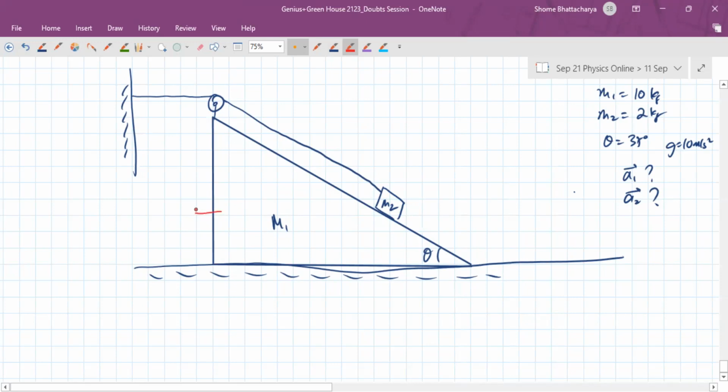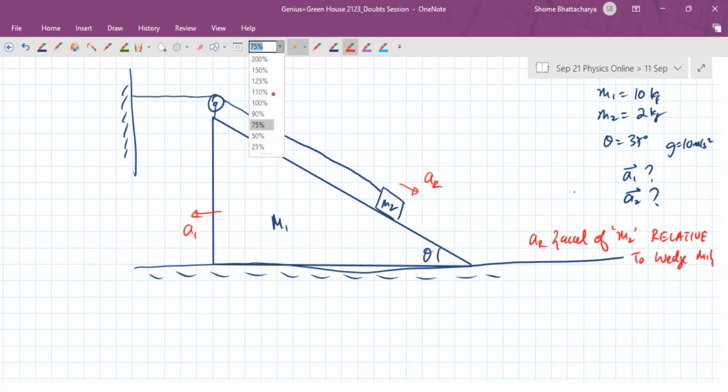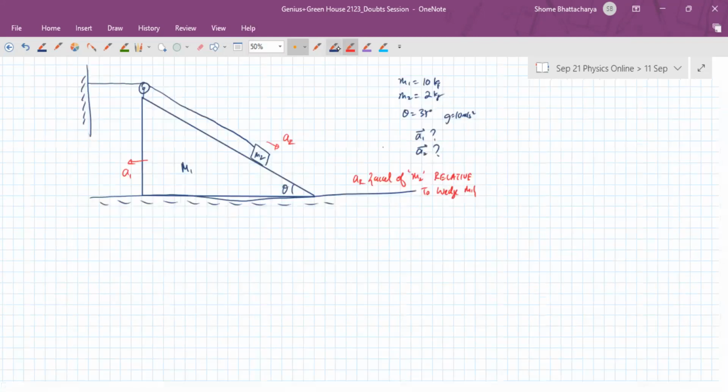Okay, so if the wedge has an acceleration like this in the ground frame, the block will have an acceleration which I will call AR, the relative acceleration. AR is the acceleration of the block M2 relative to the wedge M1. Because in the ground frame, I don't know the direction of its acceleration.